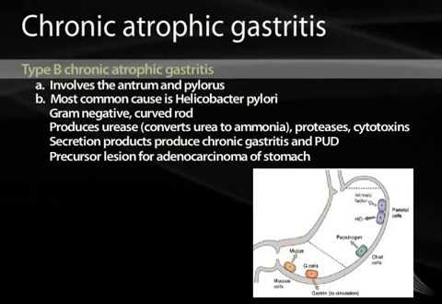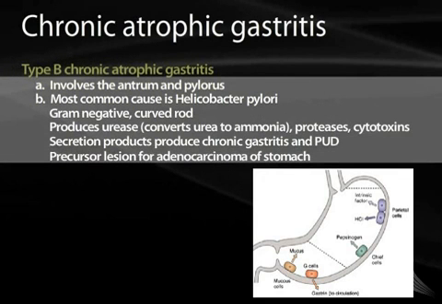Type B chronic atrophic gastritis involves the antrum and the pylorus. Therefore, this is the distal part of the stomach. So an easy way to remember it is type A chronic atrophic gastritis involves the first part, i.e. the body and the fundus. A comes before B, and B involves the second part, which is the distal or antrum and pyloric part of the stomach.